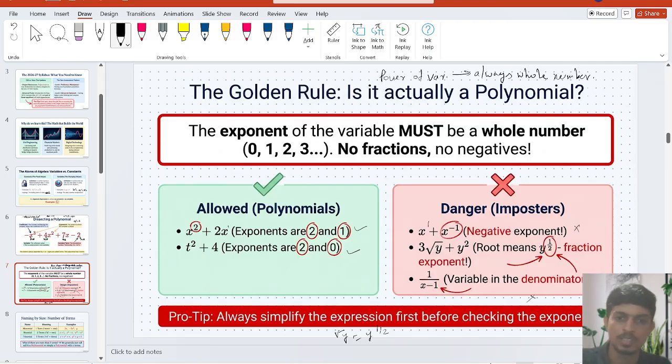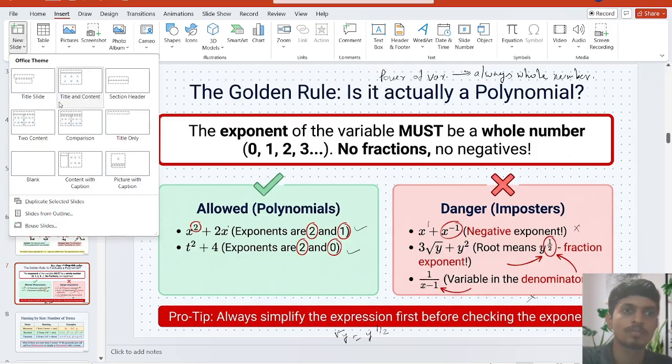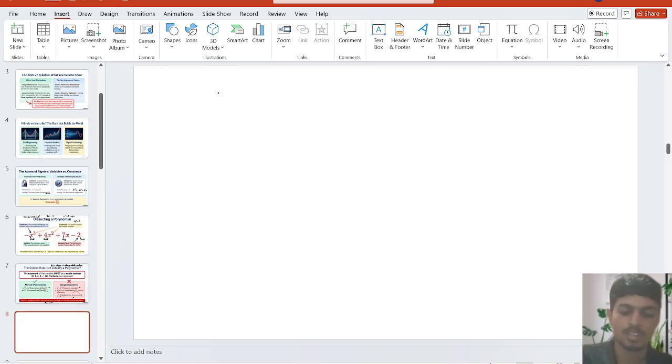So let's begin. Pro tip: always simplify the expression first before checking the exponent. As like that, we can take some important examples. Suppose 2x cube plus 3x plus x square upon x. Is this a polynomial or not? First we have to simplify it.